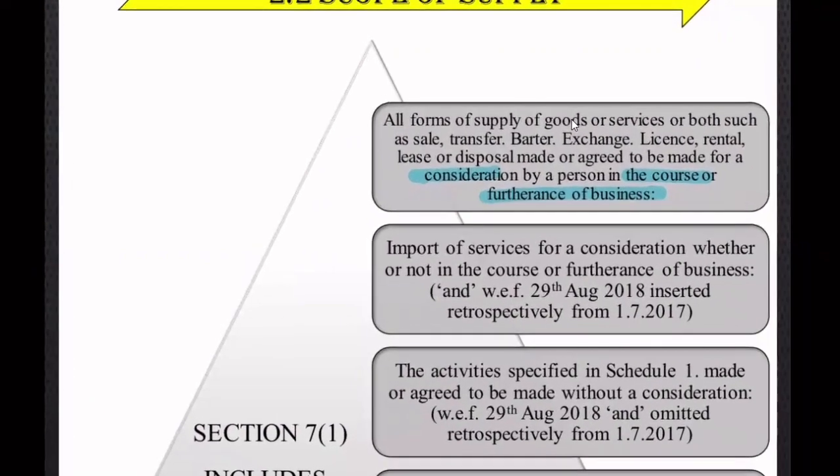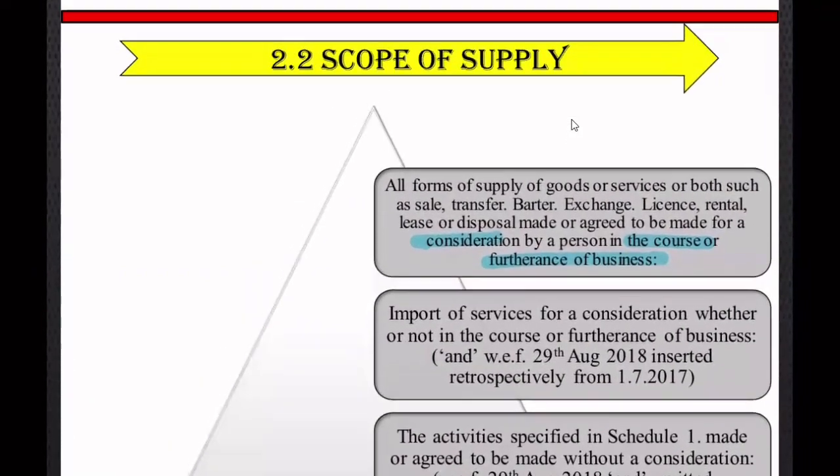So actually supply has a much wider meaning, which says that supply will not only include sale. Meaning, if you're selling something, that is not all that supply is. Supply is the sale, supply is the transfer, it is the barter, it is the exchange, it is the license, it is the rental, lease, disposal. All of these are different forms of supply.